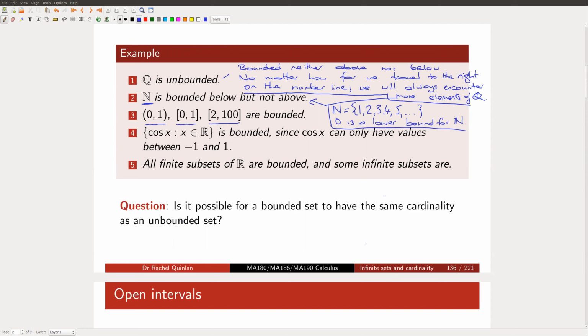So again, I think that's a good visual concept to have in mind for boundedness: that a set is bounded if there are some specified points on the number line representing particular numbers, so 2 and 100 or whatever it is, and everything in the set is contained in the region between those two points. That's what it means for a set to be bounded.